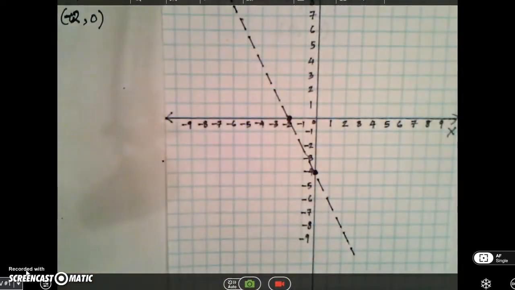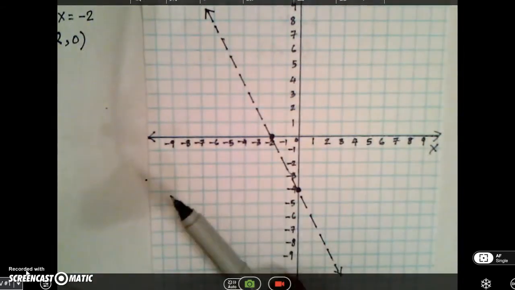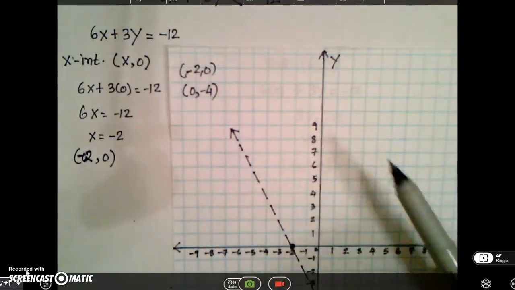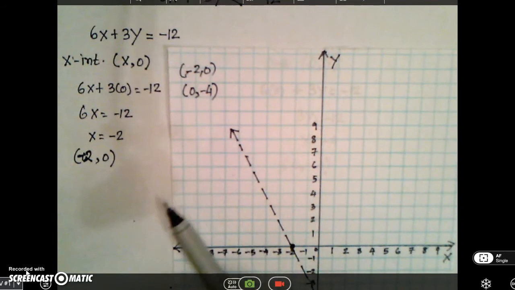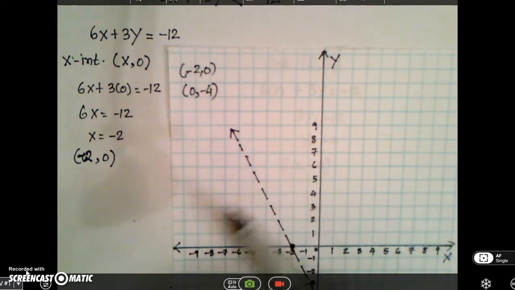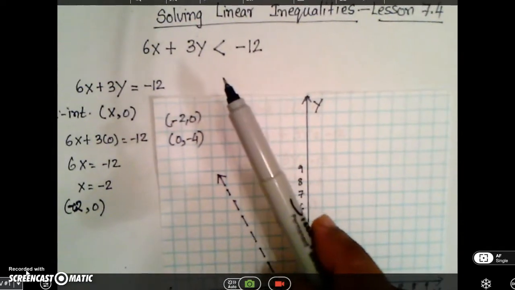Now I'm not done yet. I only drew my boundary line. Now I need to know which side has my solutions to this inequality. I have a lot of points on this side of my line, and I have a lot of points on this side of the line. So which side is going to satisfy my inequality? That's what I want to check.